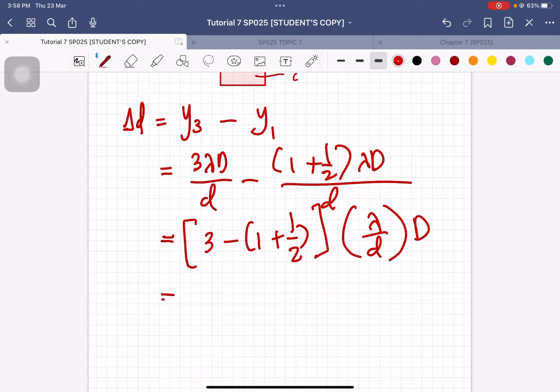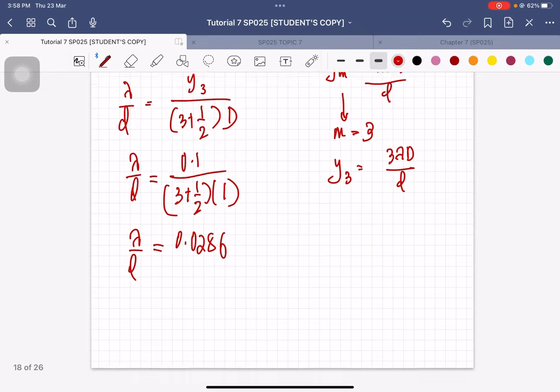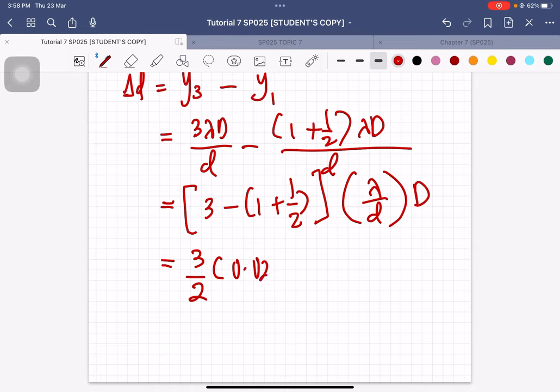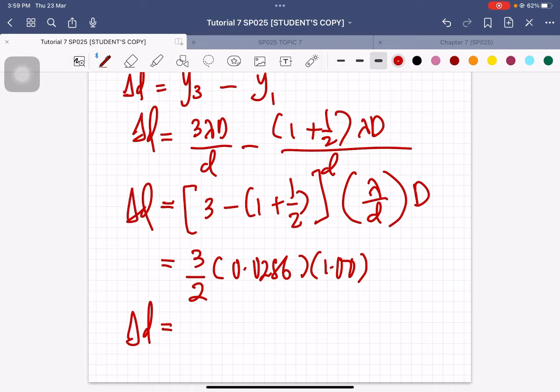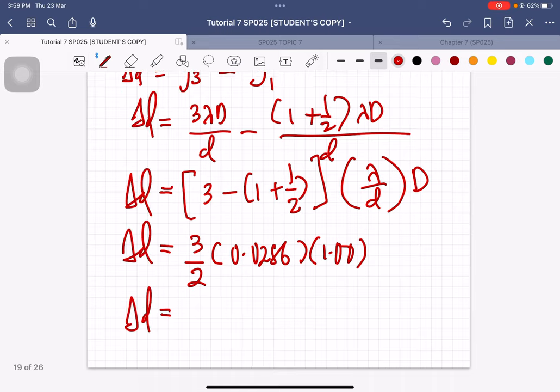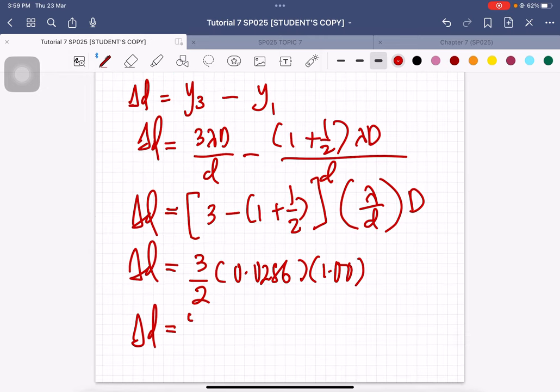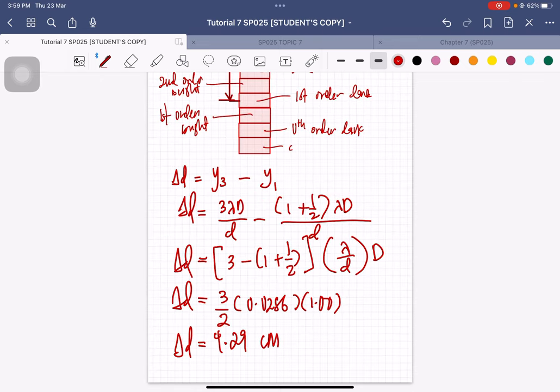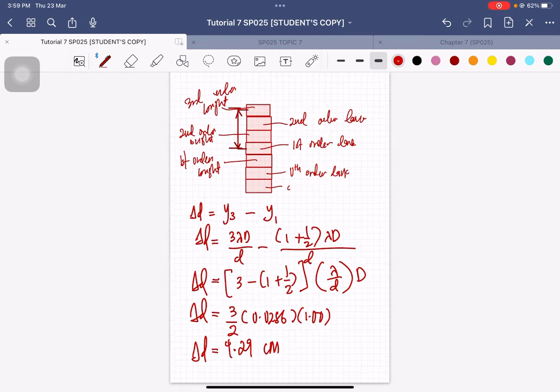You will then get 3 over 2 here, and then this one you just substitute, 2.86 times 10 to the negative 2 that we got earlier, or no, this is 0.0286, and then this is 1.00. So you will get the separation between the third order max and the first order minimum is 4.29 centimeter. Okay, right, so that's how you solve for question B.